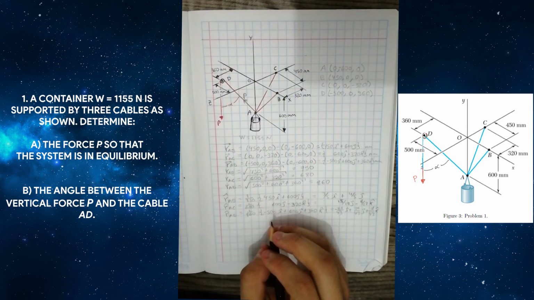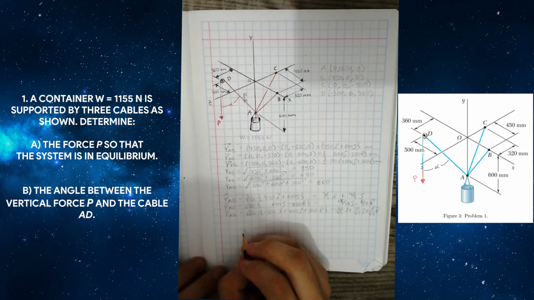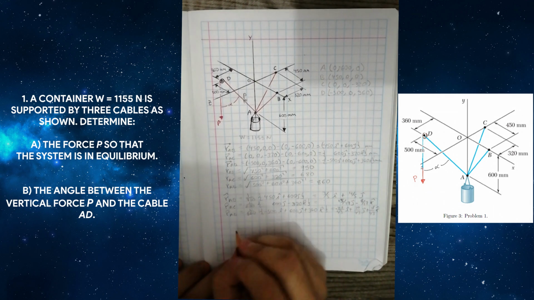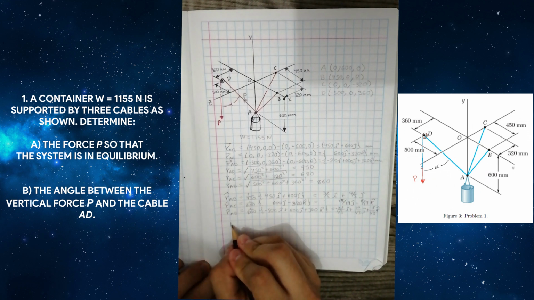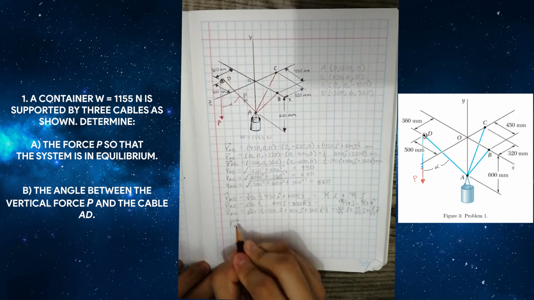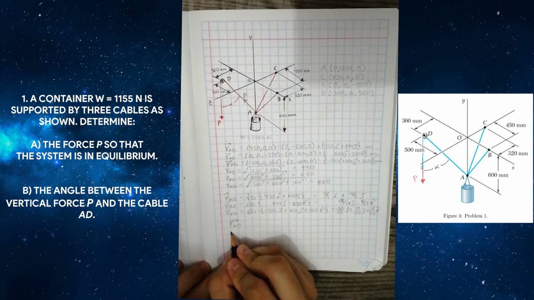Now I'm going to proceed to transform the unit vectors into force vectors. The first force vector is force AB. The following is the force AC. And the last, the force AD.